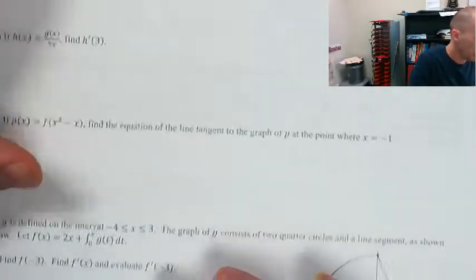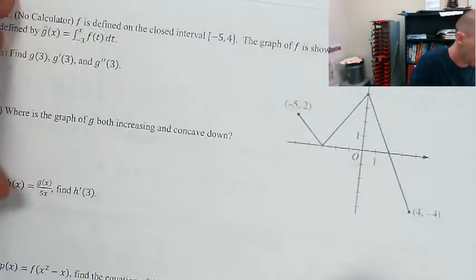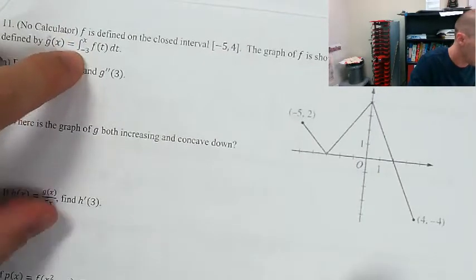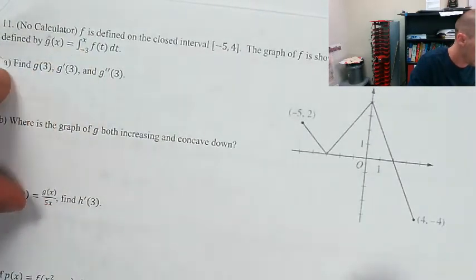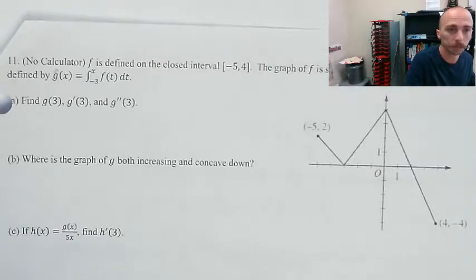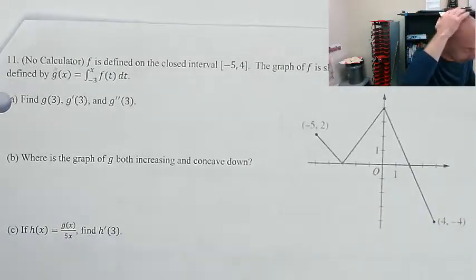F is defined on the closed interval -5 to 4. The graph of f is shown below. Let g be the function defined by g of x is the integral from -3 to x of f of t dt. Find g of 3, g prime of 3, and g double prime of 3. That's a lot for not very much room.